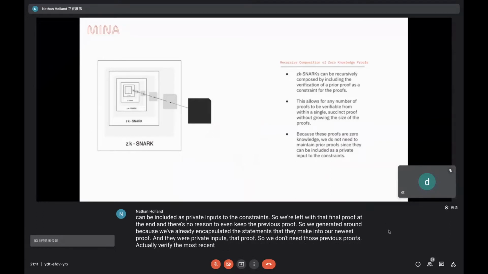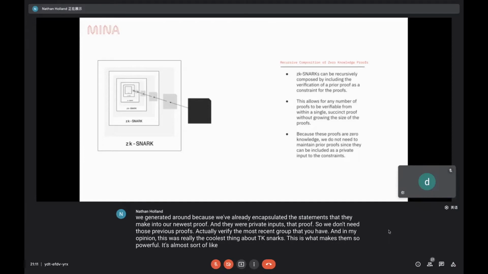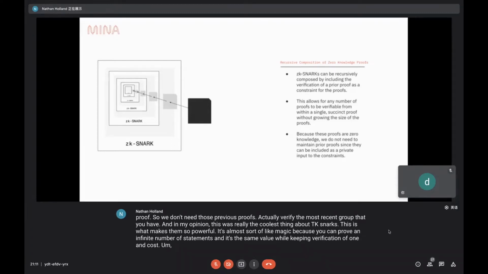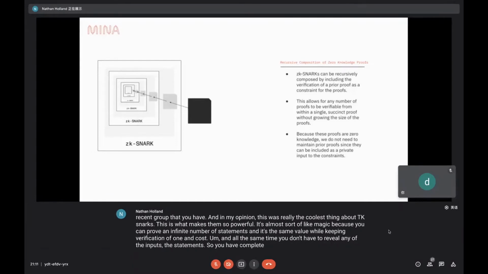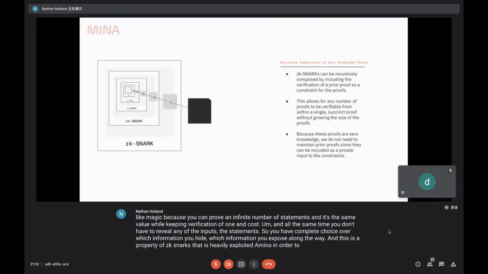And in my opinion, this is really the coolest thing about ZK SNARKs. This is what makes them so powerful. It's almost like magic because you can prove an infinite number of statements in a succinct value while keeping verification O(1) in cost. And all at the same time, you don't have to reveal any of the inputs to the statements. So you have complete choice over which information you hide and which information you expose along the way. And this is a property of ZK SNARKs that is heavily exploited in Mina in order to achieve our vision for blockchain.